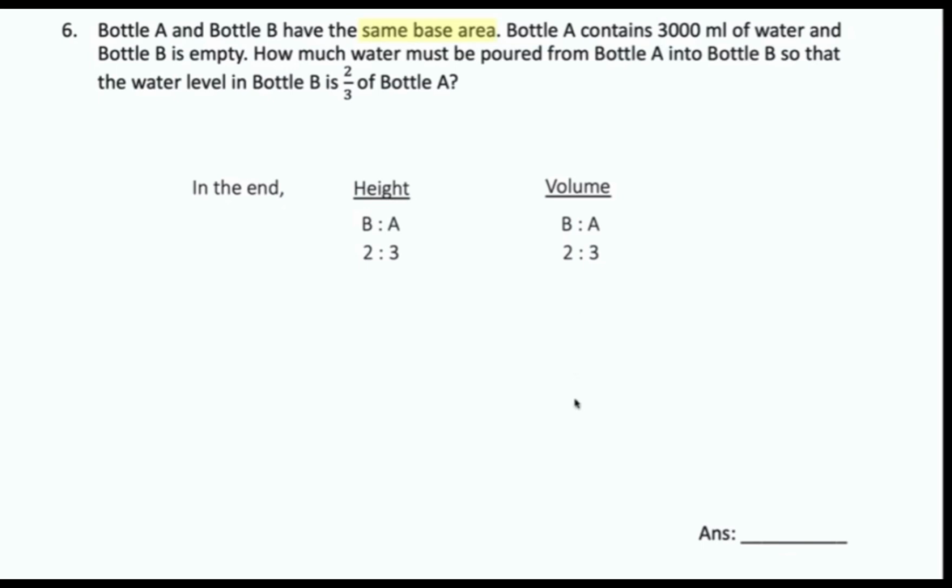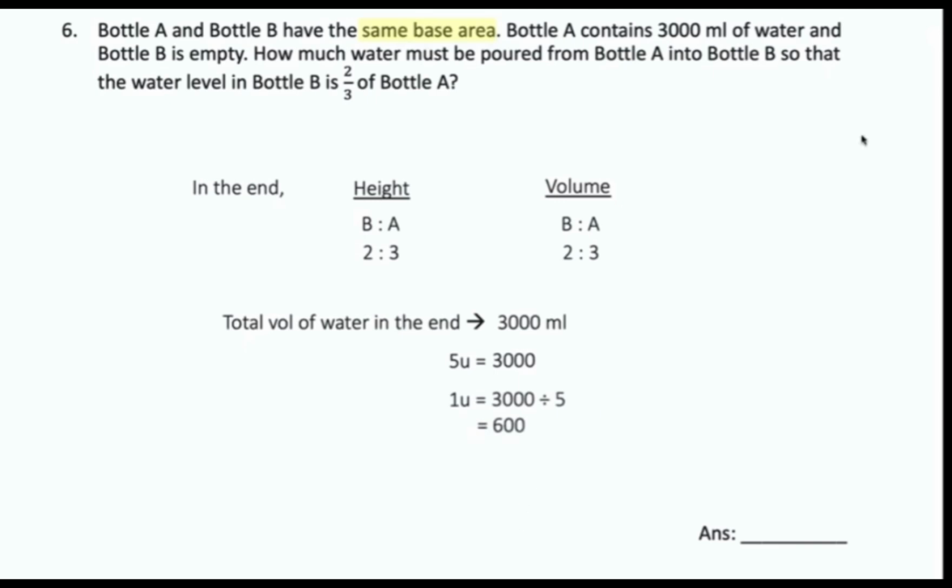3,000 ml refers to all the water, because bottle A contains 3,000 ml and B is empty. So if B is empty, meaning that the entire of these 2 units and 3 units must be coming from bottle A, which is 3,000 ml. So 2 plus 3 units is all the water. So 5 units is all the water. 1 unit is equal to 600.